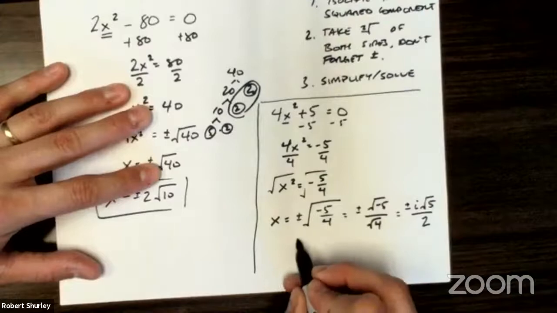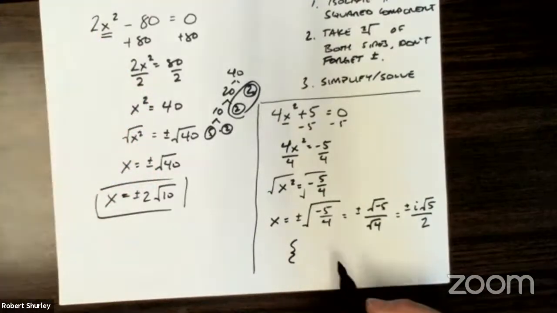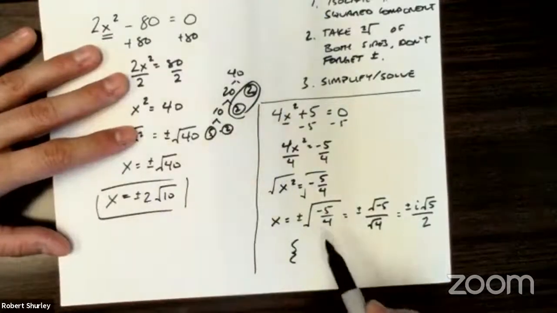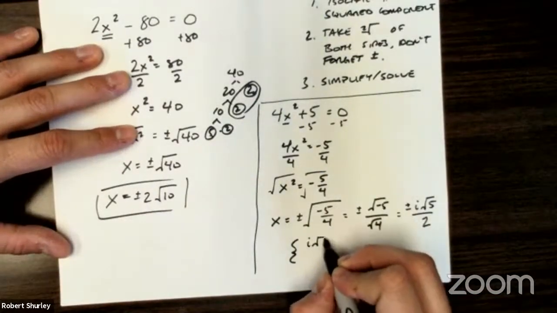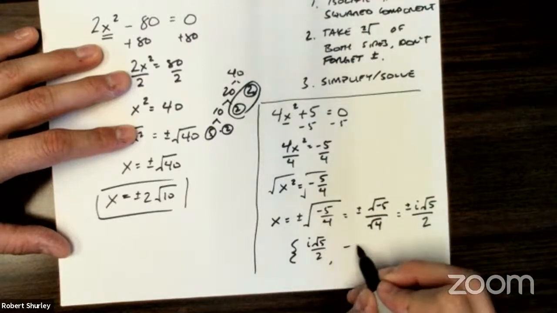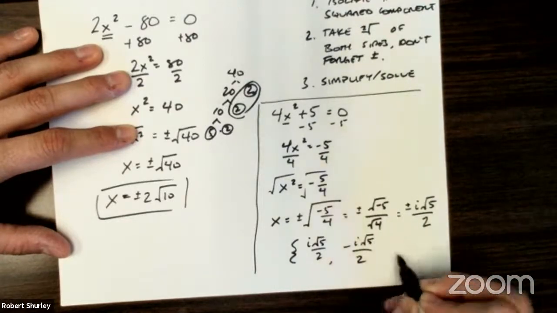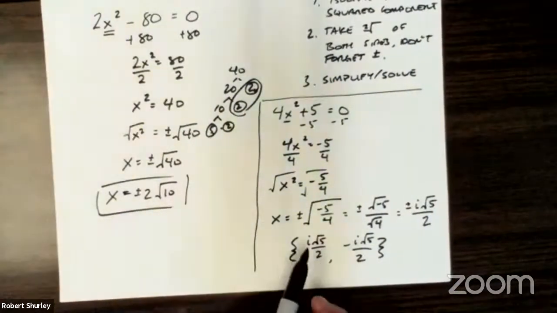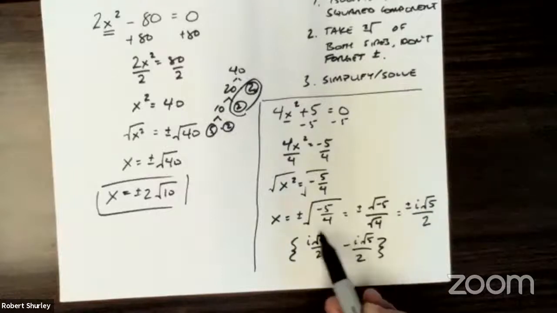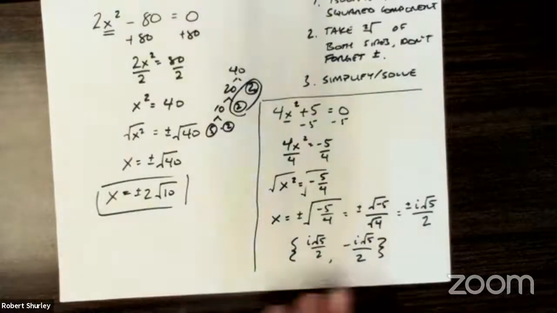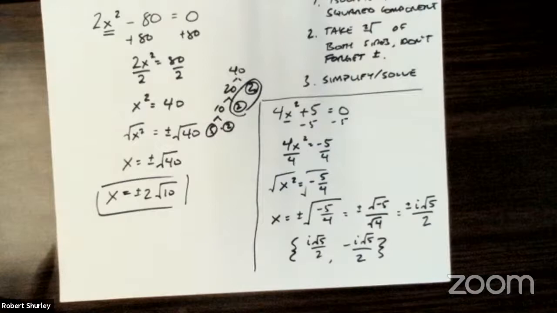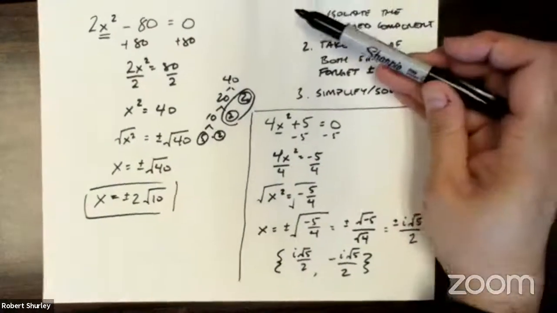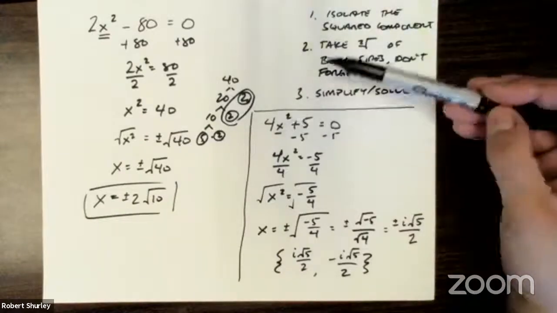Technically, you would write it like this. This is called set notation. Your book does write it like this sometimes. So notice it won't just be a plus or minus. It'll be i square root of 5 over 2, comma, negative i square root of 5 over 2. I think I might write it both ways. It writes it in this set notation with 2 distinct answers there. Okay? 2 distinct answers.